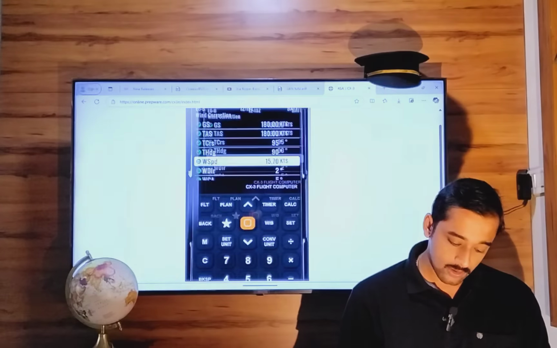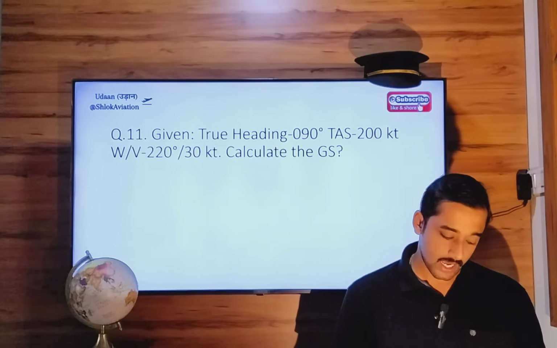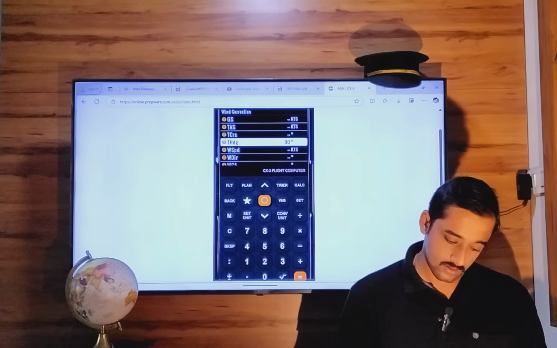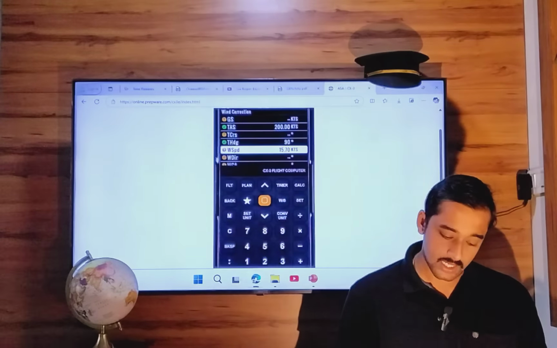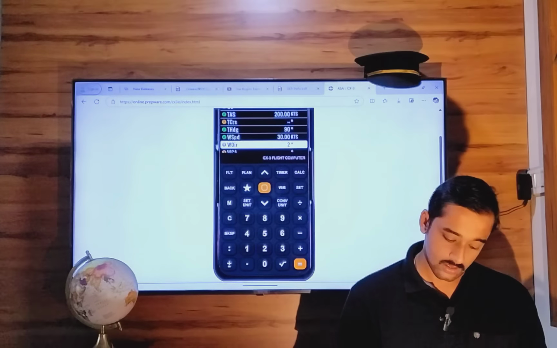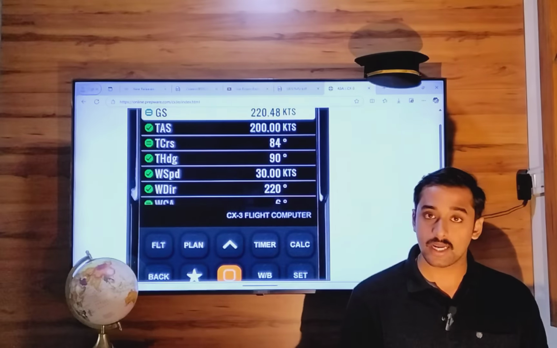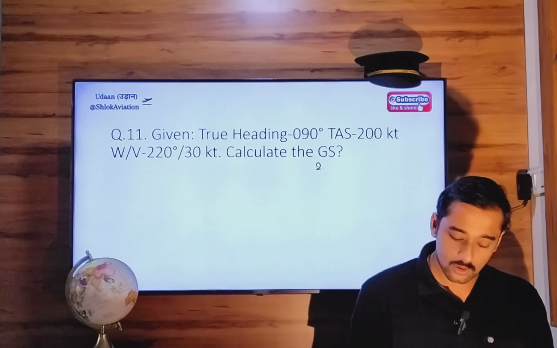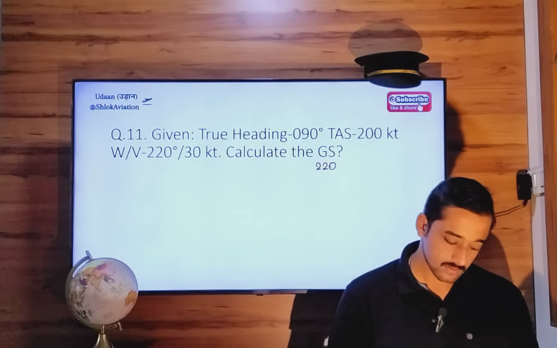Let's substitute the values. True heading is 090, task 200, winds 220 at 30. This gives you a ground speed of 220.48 knots. So approximately 220 knots. Select that option which is closest to this value.